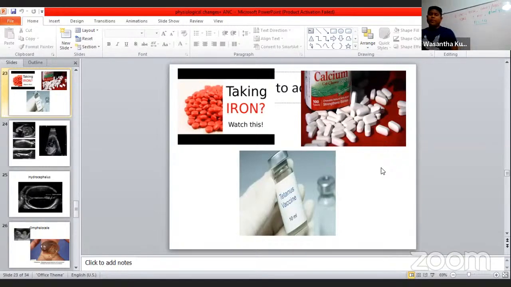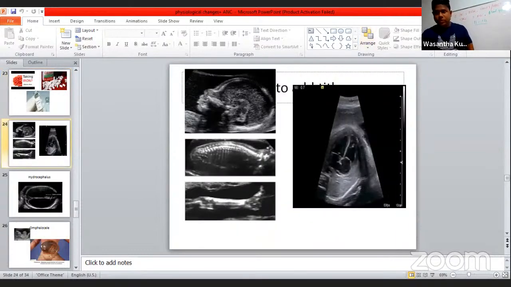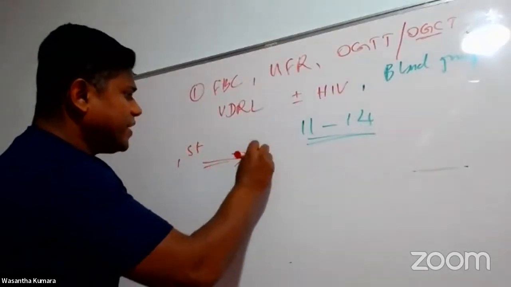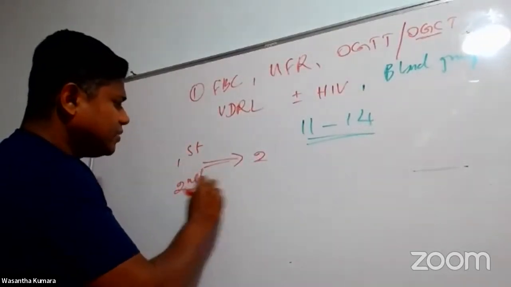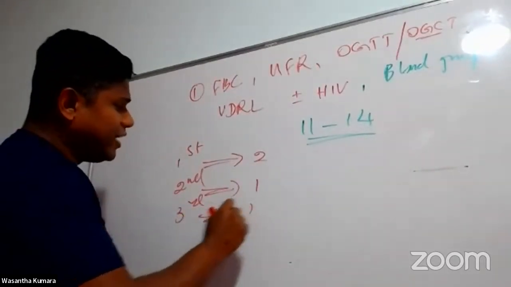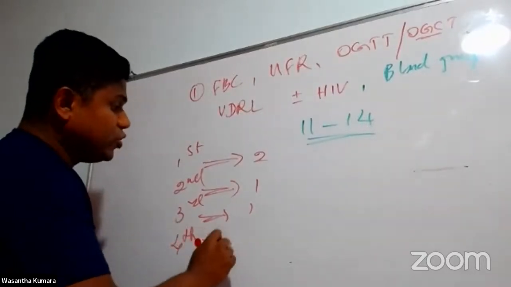And the other thing is, in the second trimester, you are supposed to give tetanus toxoid to the patient. Normally you give the first dose after the first trimester, around 14 weeks. After 4 to 6 weeks, you give the second dose in primigravida. So normally, in the first pregnancy, you give 2 doses of tetanus. Second pregnancy, 1 dose of tetanus, third pregnancy, another 1 dose, fourth pregnancy, another 1 dose.